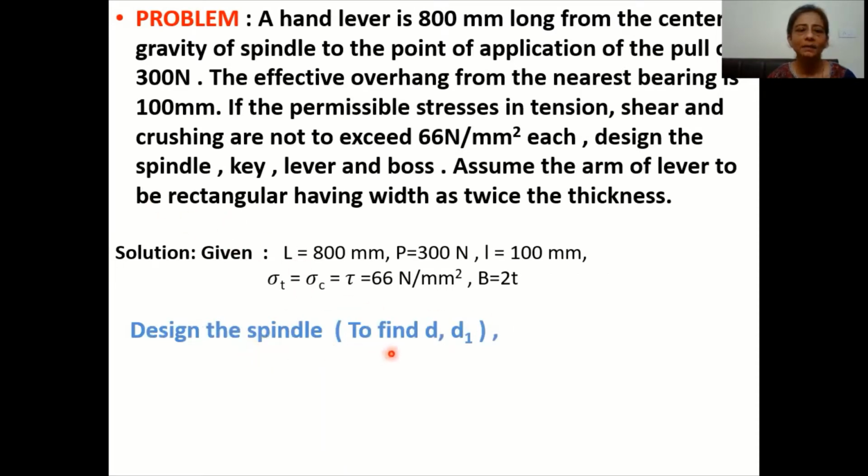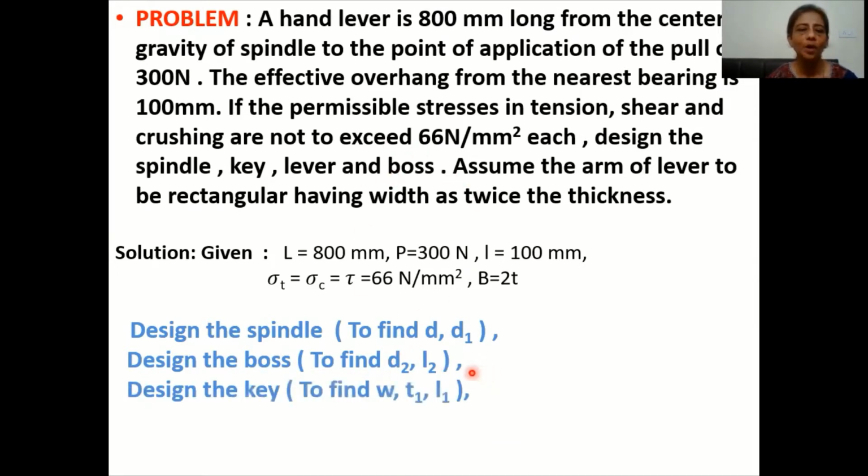Design of spindle means we will be able to find out diameter of the shaft as well as diameter of overhang shaft. Design the boss, we'll calculate outer diameter of boss and length of boss. Design the key, we will find out width, thickness and length of key. And design the lever means we will find out the cross section dimensions of lever, that is thickness and breadth.